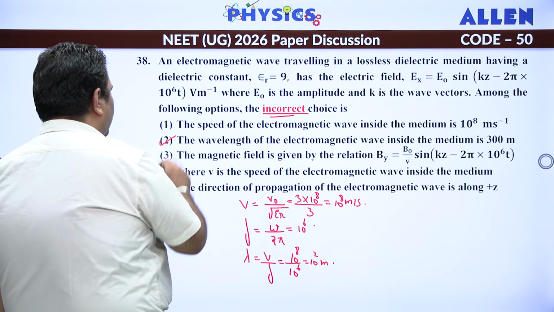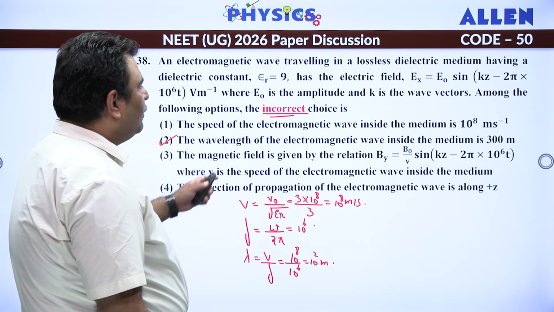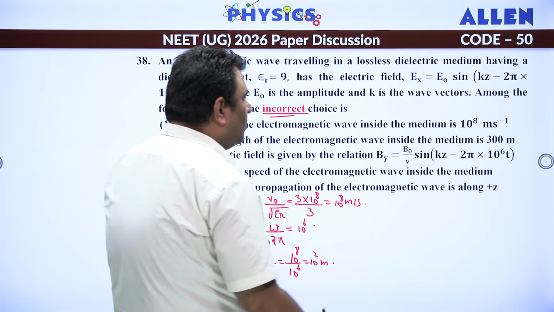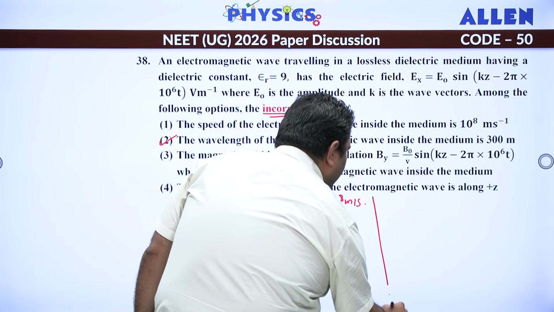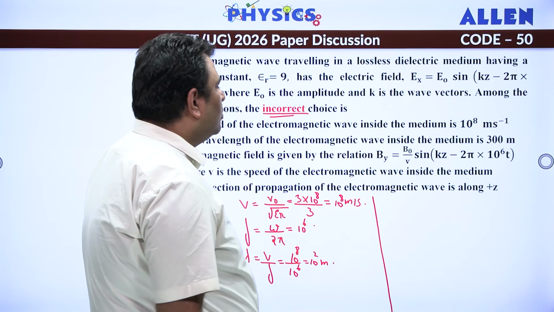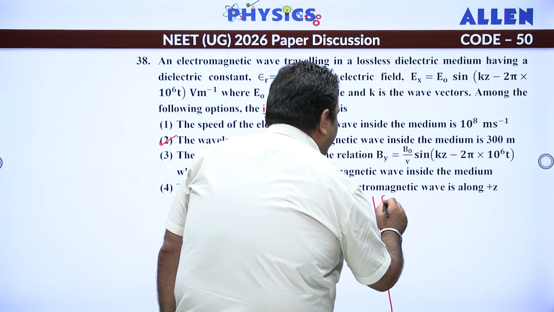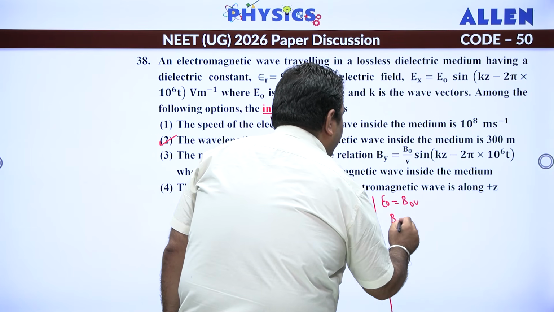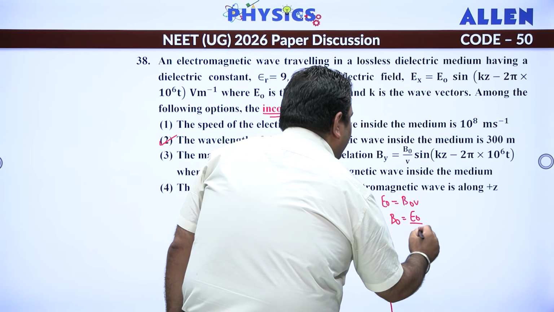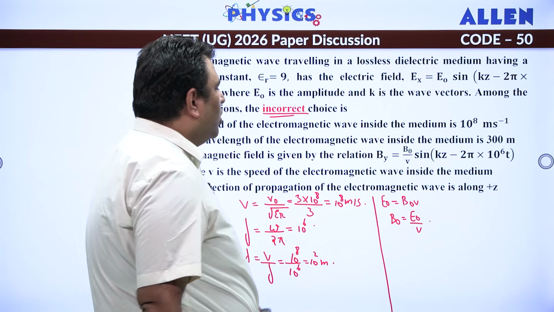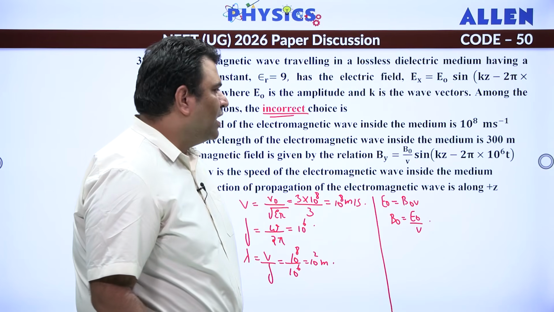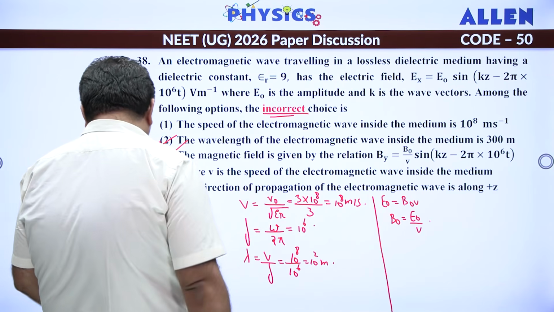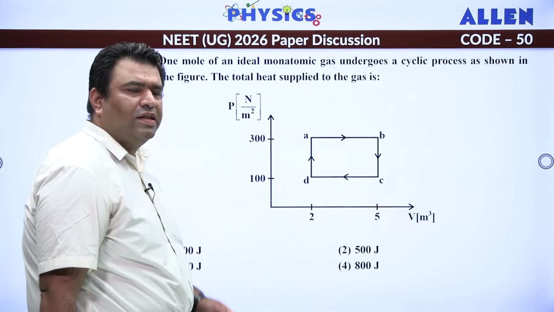Second option is incorrect. Then similarly, the magnetic field is given as B naught by V. This is the incorrect option that they have stated in this question. E naught should be written as B naught times V. That means B naught can be written as E naught by V and not as B naught by V. So this is the incorrect option again. So the correct answers for this question are 2 and 3. Moving on to the next question after this.